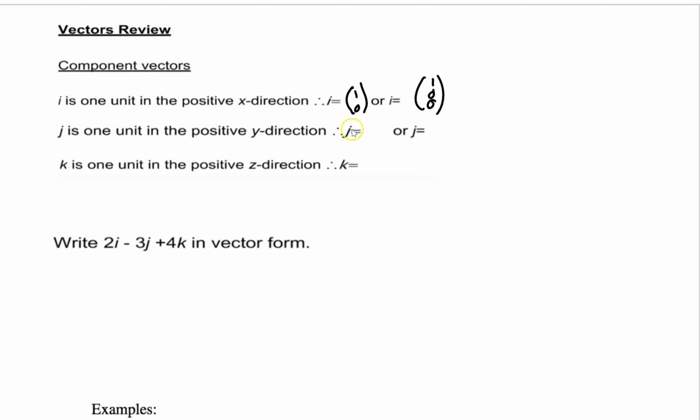j is just the y value. So in two dimensions it's (0, 1), or in 3 dimensions, (0, 1, 0). And k is the z value. They don't have that in two dimensions, only in 3 dimensions: (0, 0, 1).